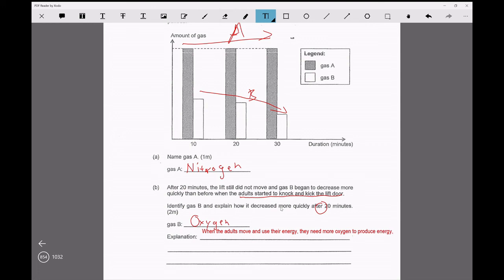So like I mentioned, I'll just repeat. Because they are moving around, trying to open the door, keep knocking the door, they're using strength, using energy. When you use energy, you need more oxygen. They use oxygen to turn it into energy. Anyway, you don't learn this in P5, but during respiration you basically combine digested food and oxygen to generate energy. That's why you need more oxygen.